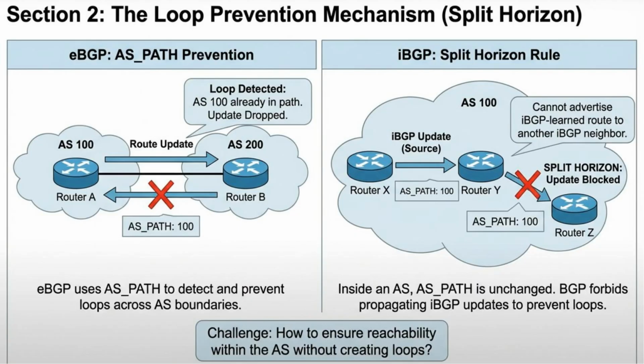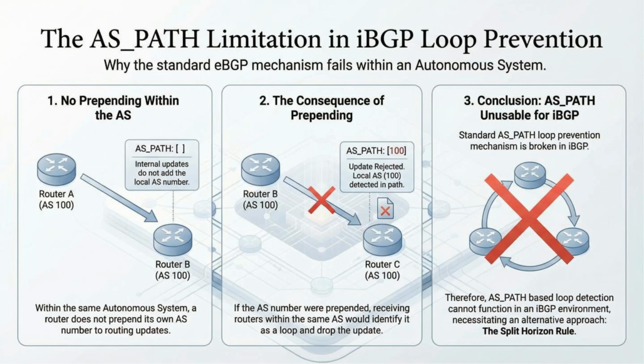We are inside the same AS. When I send a route to my internal neighbor, I do not prepend my AS number because we are in the same AS. If I did, the neighbor would reject it. So the AS path attribute does not change as an update moves from router to router within an AS. So how do we prevent loops?